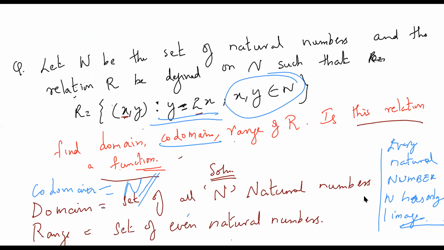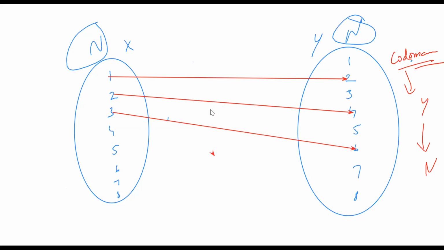How did I draw this? Because both x and y belong to natural numbers. y is equal to 2x, write this down here. So what is my 1 value? x is 1, so y is 2 into 1, 2. Now x is 2, 2 into 2, 4. x is 3, 2 into 3, 6. For 4, it will come 8. That's all. Is it clear now? So this is how we draw the arrow diagram.